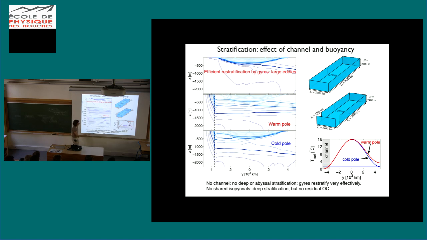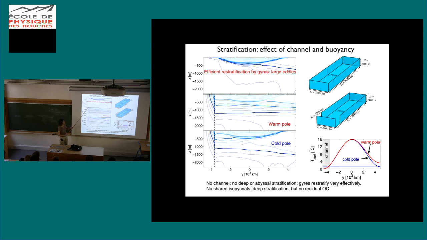No, we use 2 types. One we called cold pole, and the other we call warm pole. I'm going to talk about them in a second. It doesn't much matter which one you use for this. But when I told you that the ACC is essential for the stratification and the circulation of the deep and abyssal ocean, here's the proof, and I'll show you the circulation in the next slide.